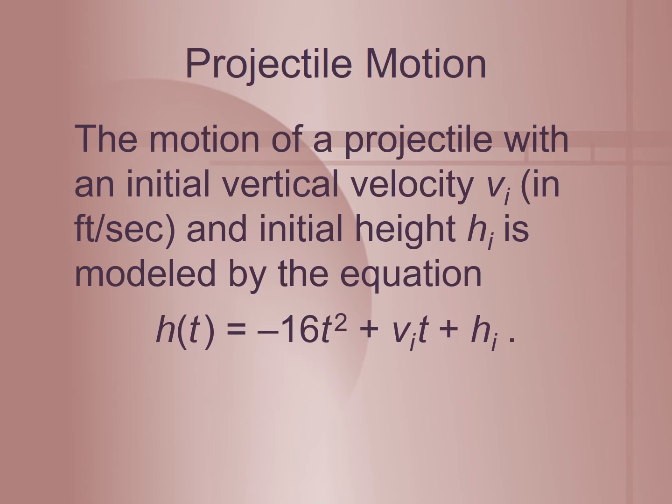h of t equals negative 16t squared plus v sub i t plus h sub i. The t stands for time in seconds. That h sub i is the initial height. The v sub i is the initial vertical velocity, and then h of t is going to be the length that is traveled.